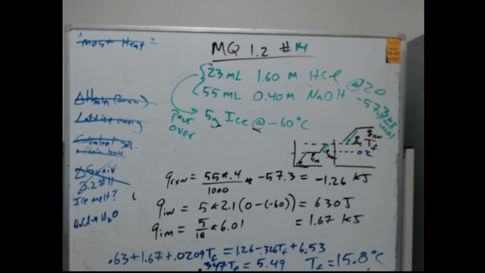This is also the point where I can slow down and I can check and I can say, hey, does that make sense? Is it above 0 and below 20? That's a good range. So it looks like a good answer.